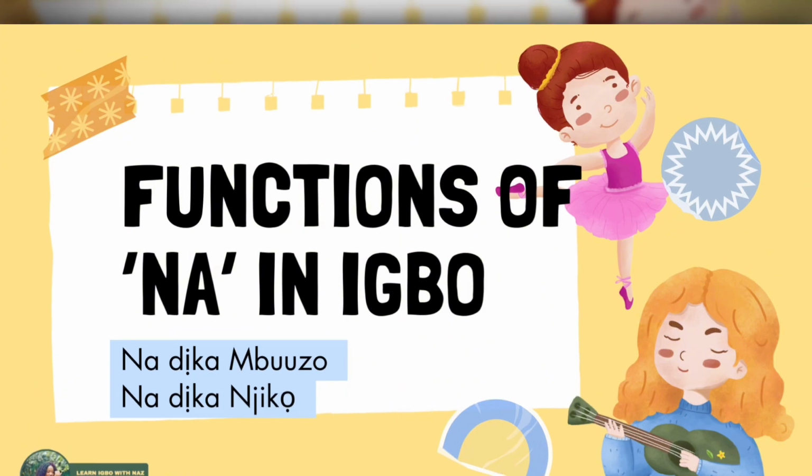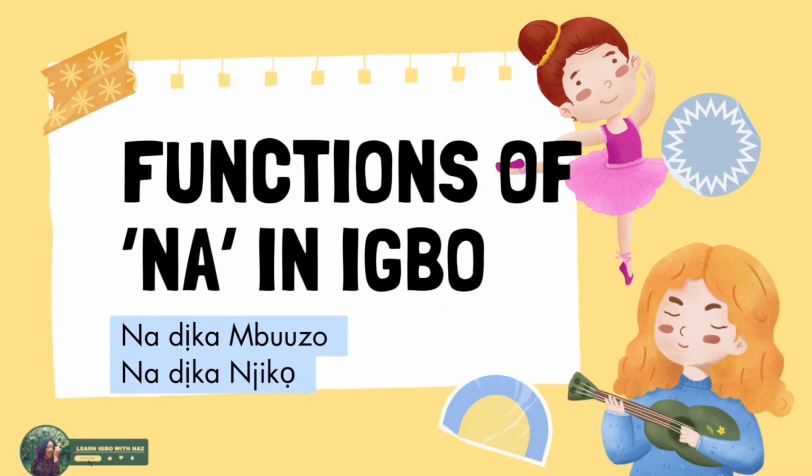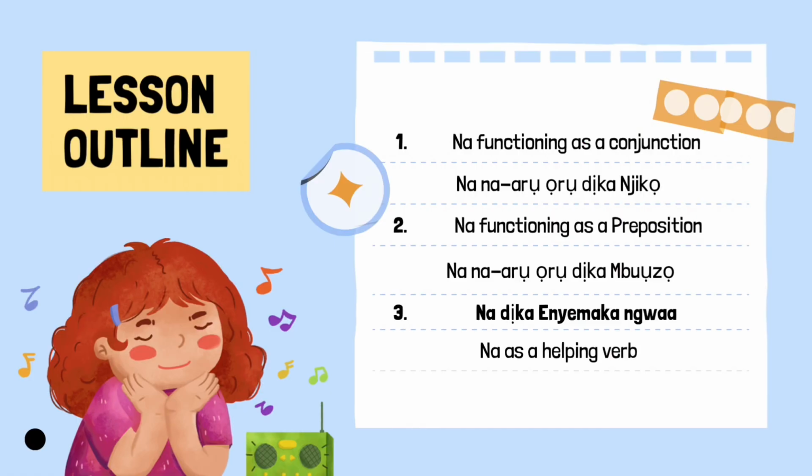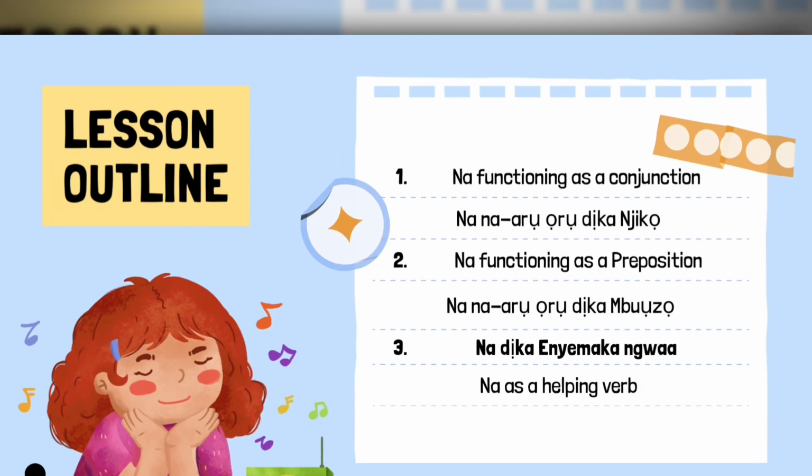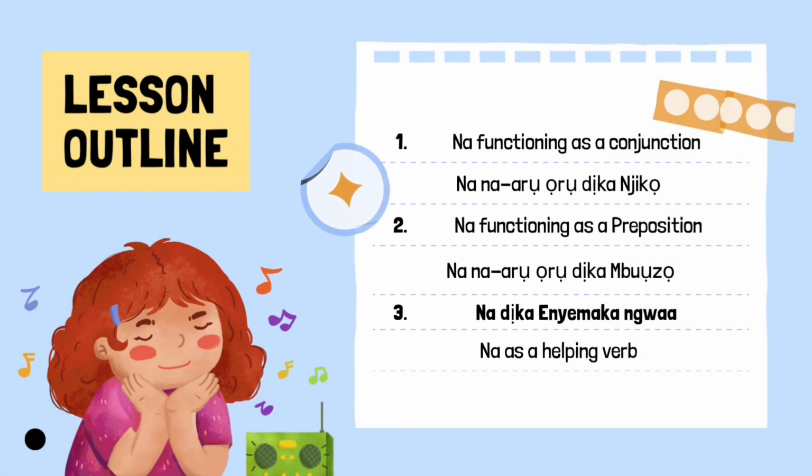So today we're going to be looking at functions of na in Igbo language. We're going to be dissecting na functioning as mbuzo, na functioning as njikọ, and na functioning as enyemaka ngwa. Don't worry, sit pretty with your writing material. Na functioning as a conjunction, na functioning as a preposition, and na functioning as a helping verb. Now let's say it together in Igbo language. Na na-arụ ọrụ dịka njikọ, na na-arụ ọrụ dịka mbuzo, na na-arụ ọrụ dịka enyemaka ngwa.